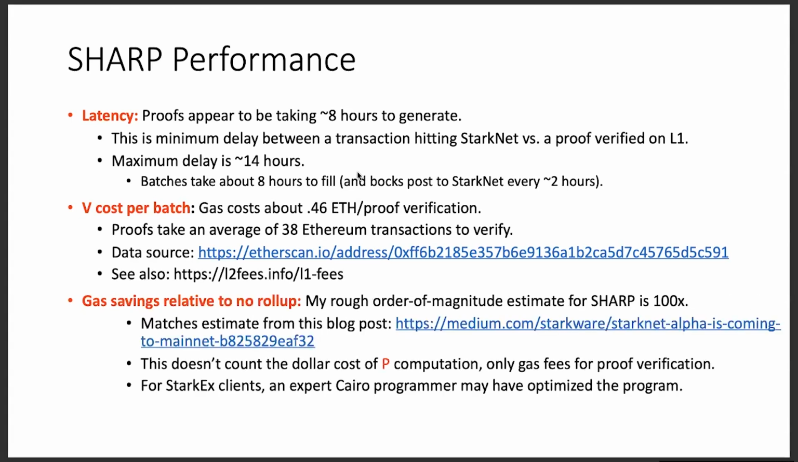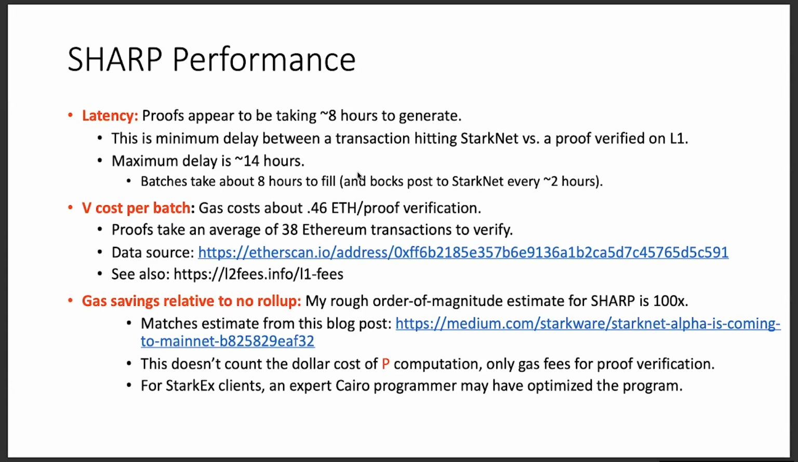Like Tim said, just talking about ETH per proof verification isn't so helpful. I should have looked at gas. But a very unscientific estimate for the gas savings they're getting was about 100x, and this matches something that they said in a blog post. I don't know how old the blog post was, so it seems like I was getting the right ballpark.